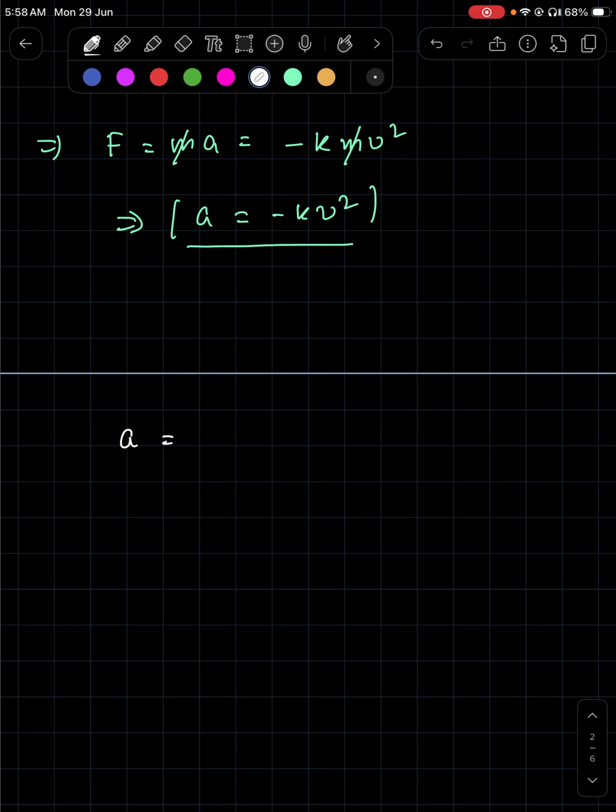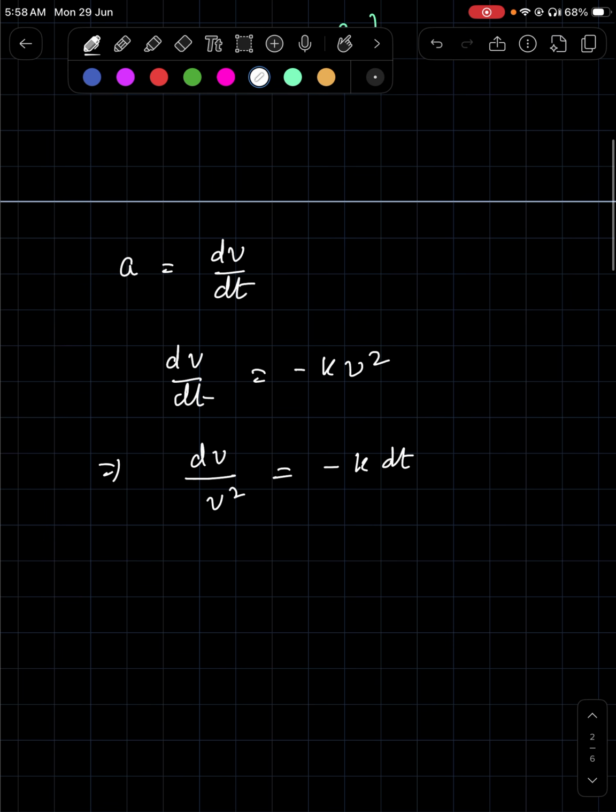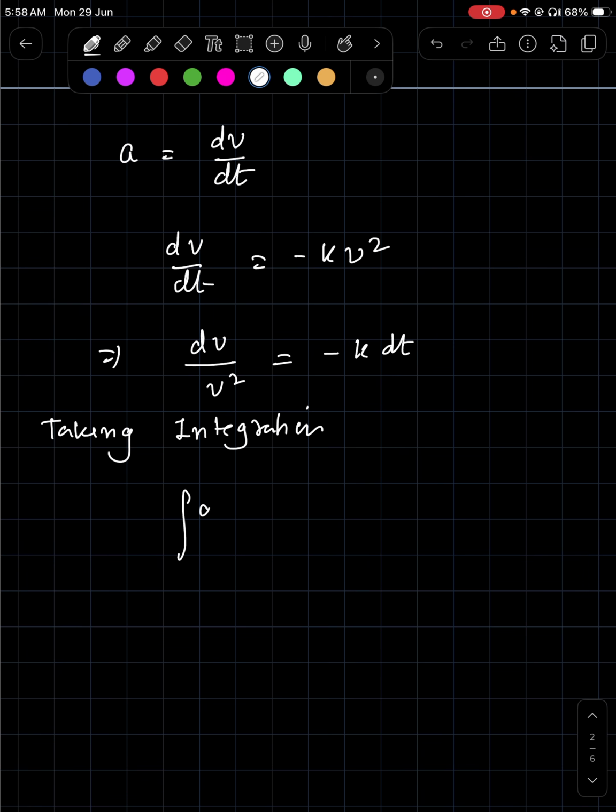Here a can be written as dv/dt. So in place of a, dv/dt is minus k v squared. Bringing the v to the left side and keeping the minus sign on the right side, it becomes dv by v squared equal to minus k dt. Taking integration, the integral of dv by v squared equals minus k dt plus c.